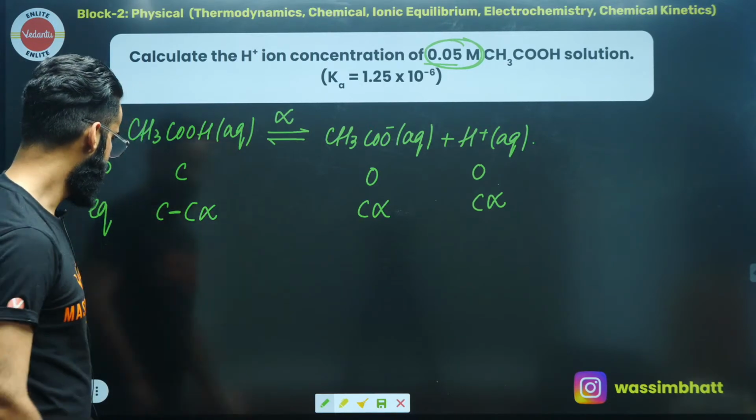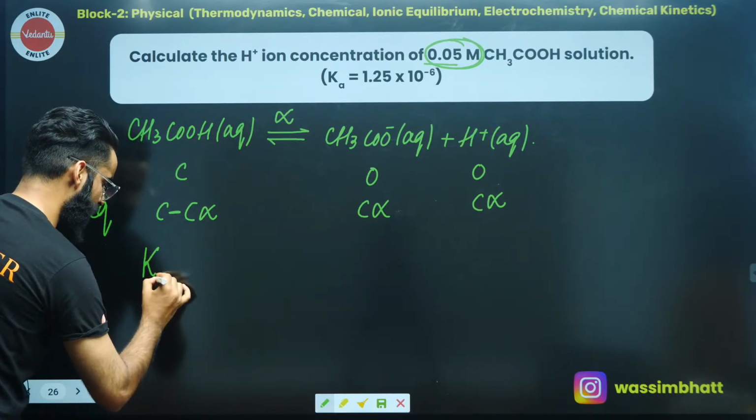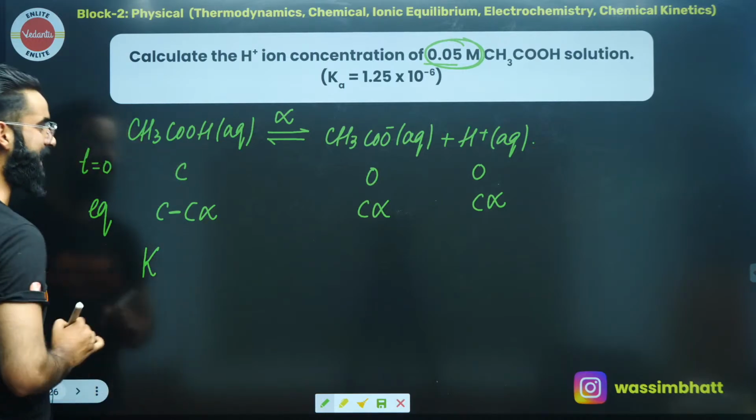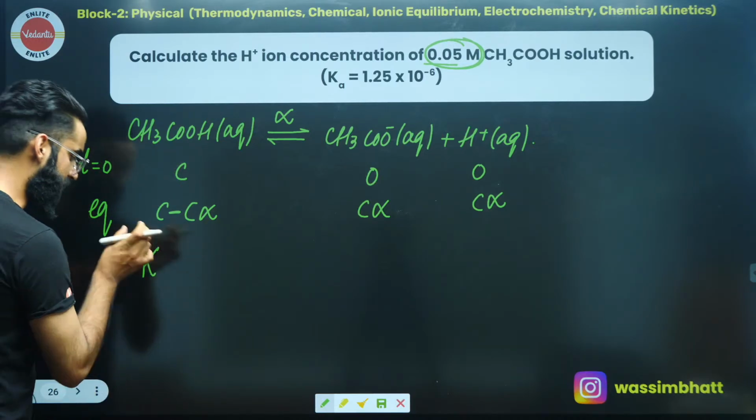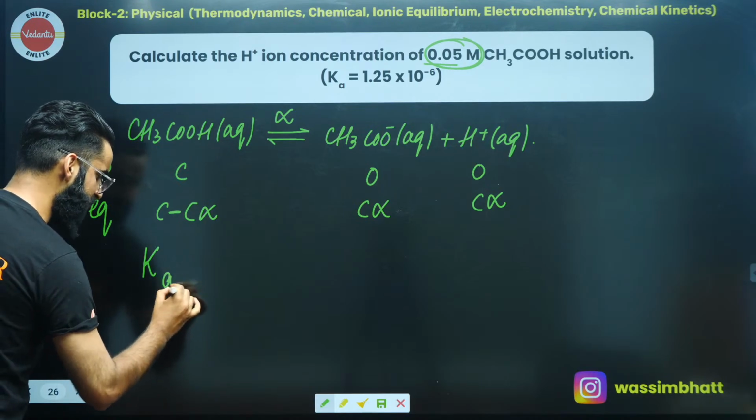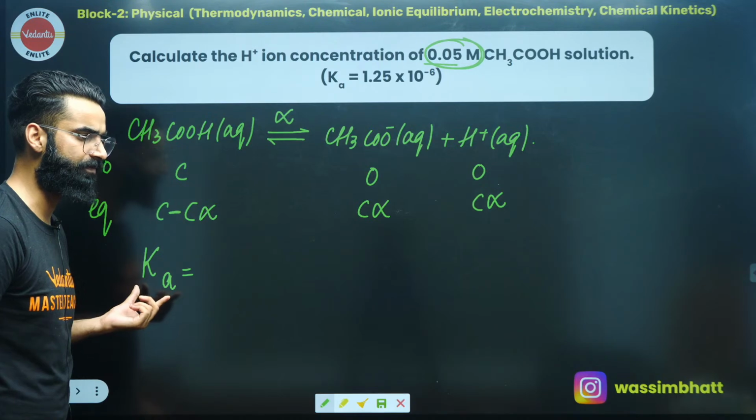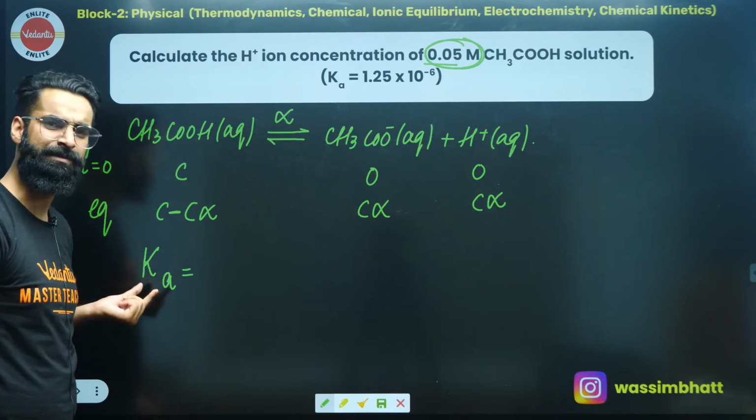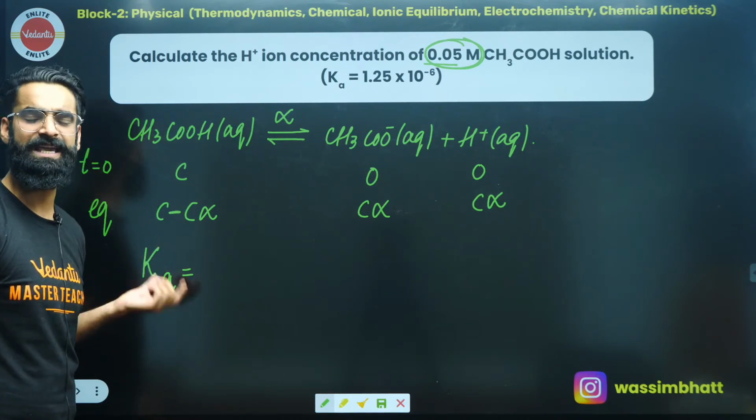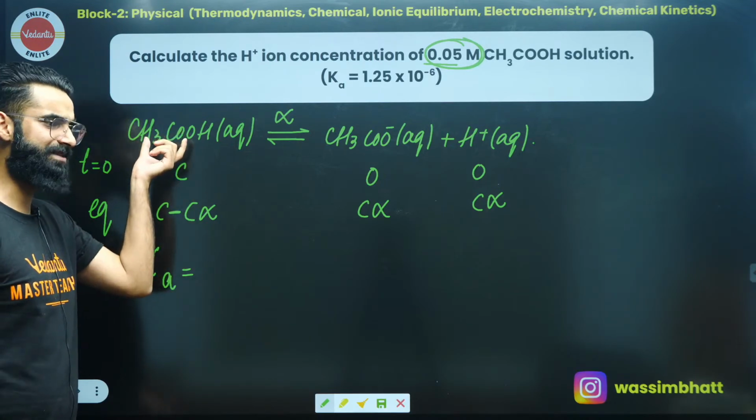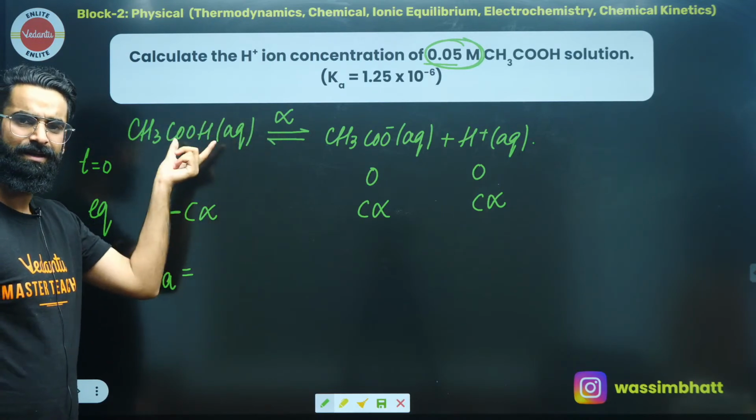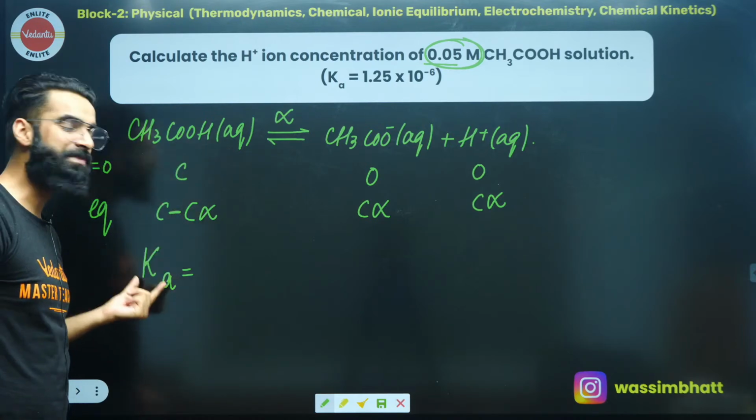Now, I would want you guys to write the expression for the dissociation constant of this weak acid, Ka. How do I write the expression for the dissociation constant of a weak acid? This Ka is basically an equilibrium constant only. But for a weak acid, which is in equilibrium with its ions, we use the term Ka for it, right?